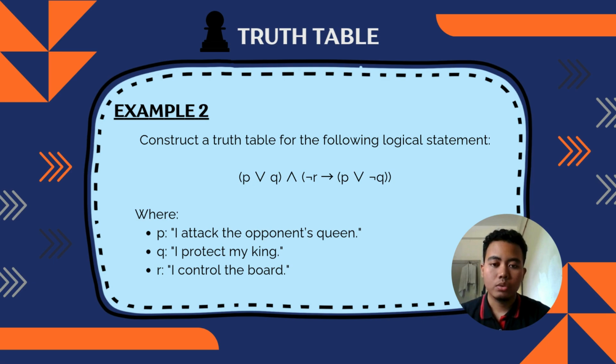We need to construct a truth table for the following logical statement, which is P disjunction Q, conjunction not R, implies P disjunction not Q. Each variable is a different statement: P is I attack the opponent's queens, Q is I protect my king, and R is I control the board.